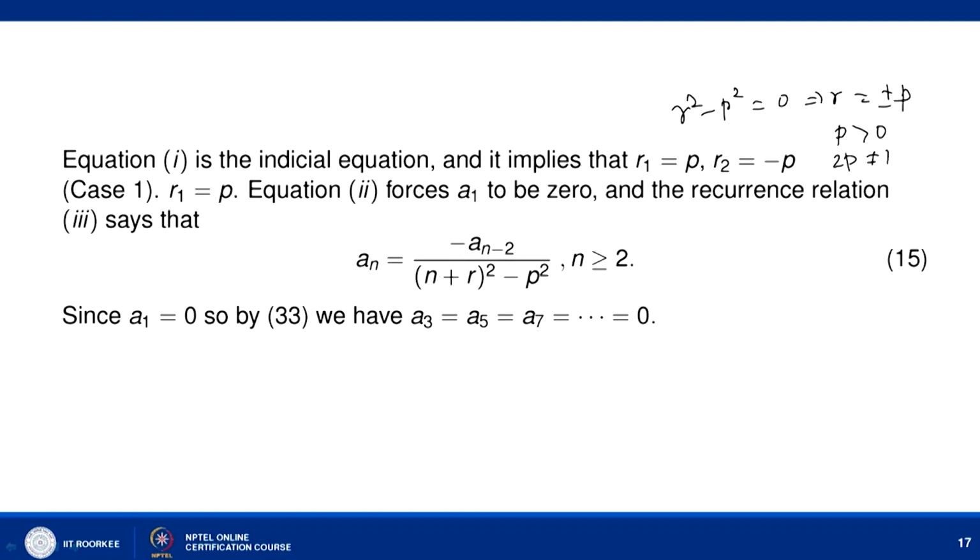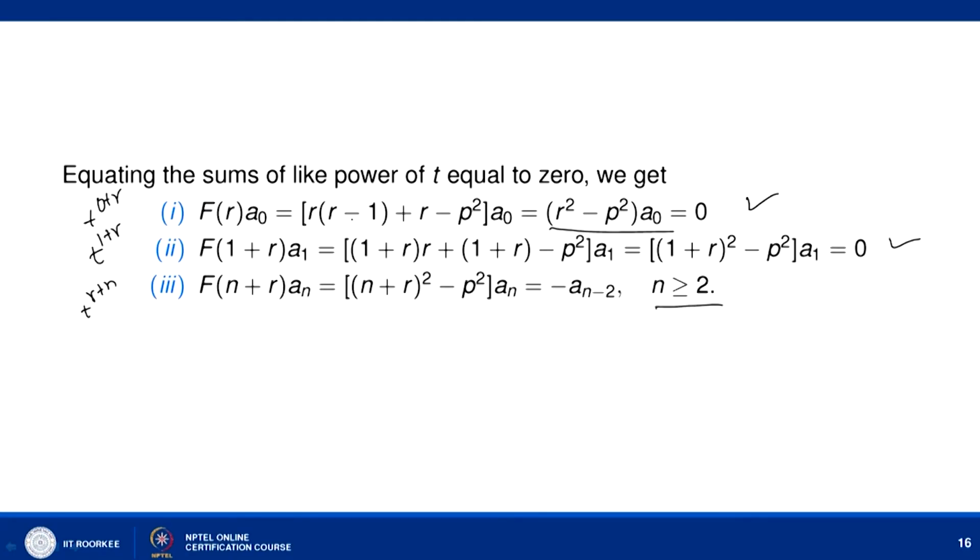Once we have the values of r1 and r2, our next aim is to find the coefficients. Let us first look at the case r1 equal to p and find the coefficients, and then look at the case r2 equal to minus p and again find the coefficients. When r1 equal to p, the first equation says that a naught is non-zero, so we cannot calculate a naught here. But when r equal to p, we can easily calculate a1 using this formula.